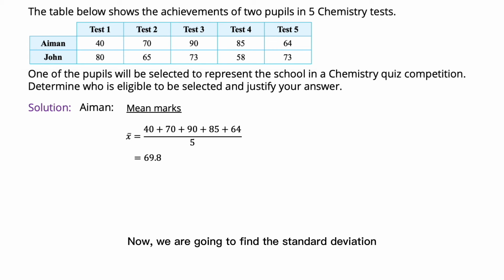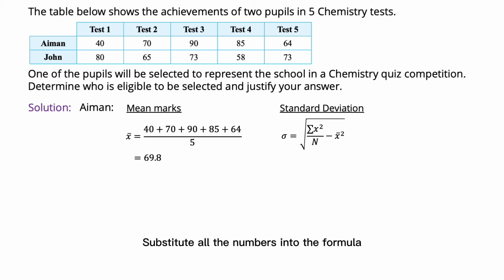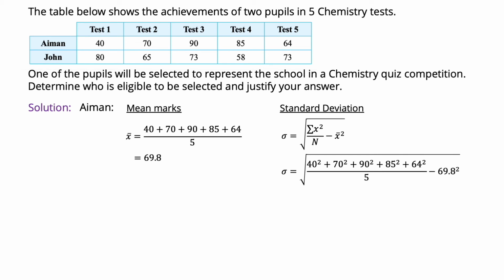Now we are going to find the standard deviation. The symbol of standard deviation, sigma, equals the square root of variance. Substitute all the numbers into the formula. That is, the square of 40 plus square of 70 plus square of 90 plus square of 85 plus square of 64, divided by 5, minus the square of 69.8. Calculating by using the calculator, we get 17.67. The standard deviation for Elaine is 17.67.